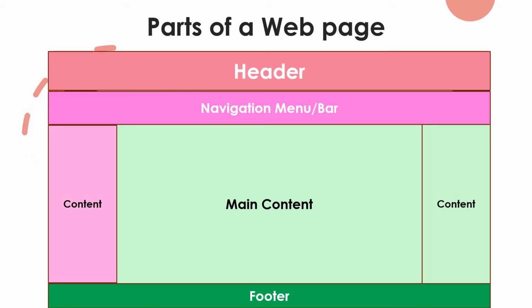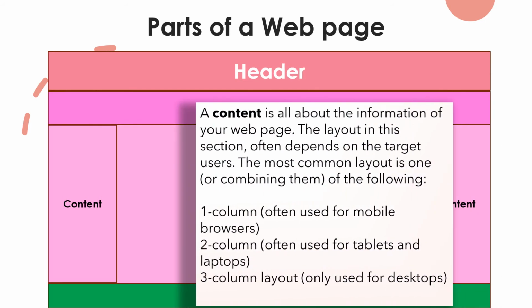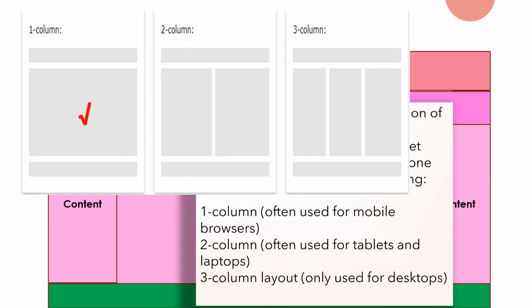Content at the left side, the right side, or the center. Content is all about the information of your web page. The layout in this section often depends on the target users. The most common layout is one or a combination of the following. One column is often used for mobile browsers. Two columns, which is often used for tablets and laptops. And the three column layout, which is only used for desktops.